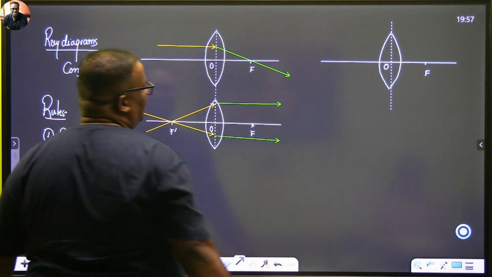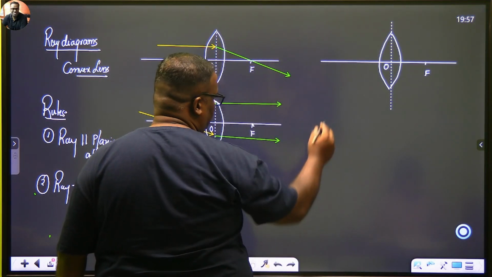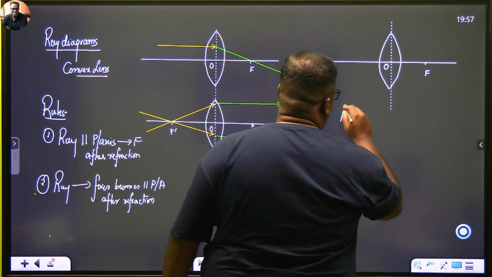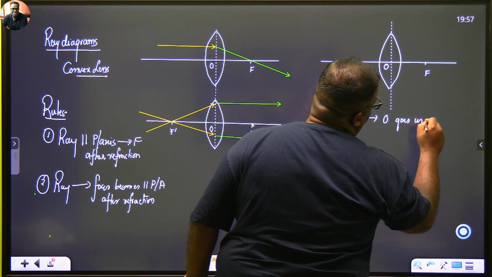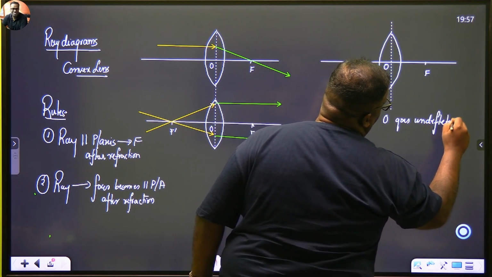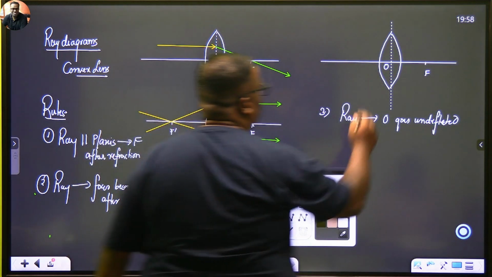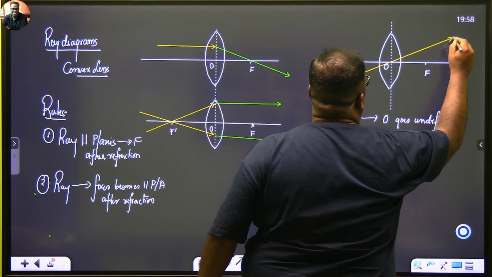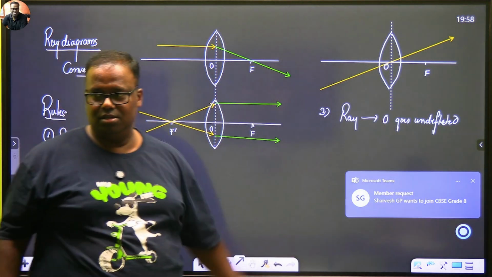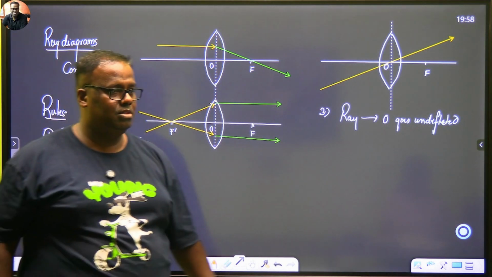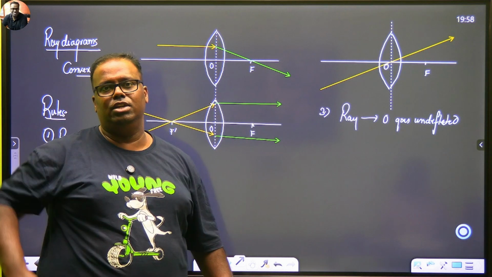Okay, and the third one, write that, then we will finish today. Third one is, and then we'll see different cases in the next class: the ray through the optical center goes undeflected. Means if you have a ray which is passing through the optical center, it will go straight through, child. Nobody can touch it. The ray through the optical center goes undeflected.